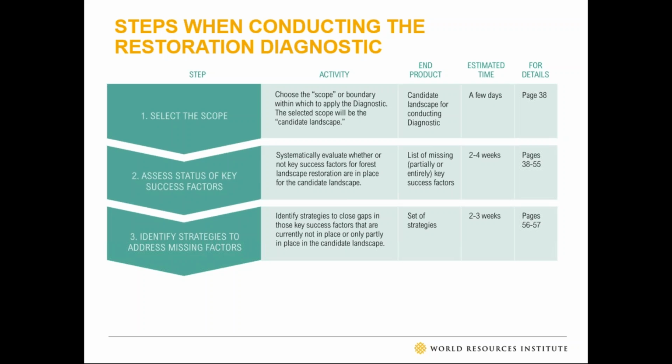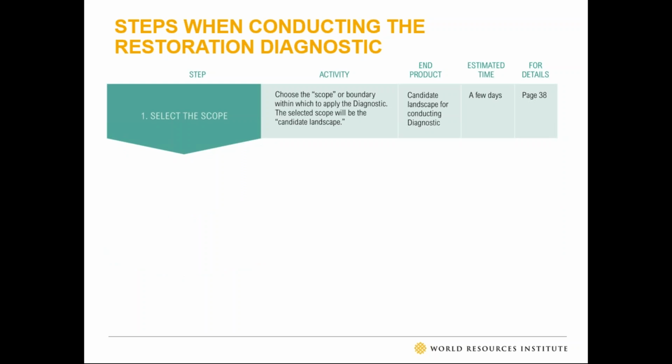So after identifying the suite of key success factors, we converted them into a set of simple questions designed to help decision makers and stakeholders quickly but comprehensively identify which factors a candidate landscape already satisfies or has in place, and which are not yet in place. This set of questions really forms the core of the diagnostic. So there are 3 clear steps of the diagnostic, designed to help decision makers and stakeholders rapidly embark on the process of getting the right key success factors in place.